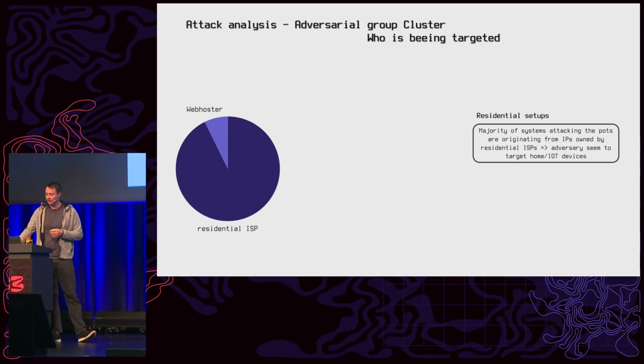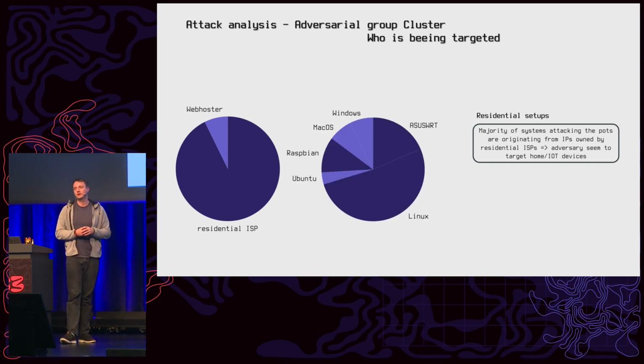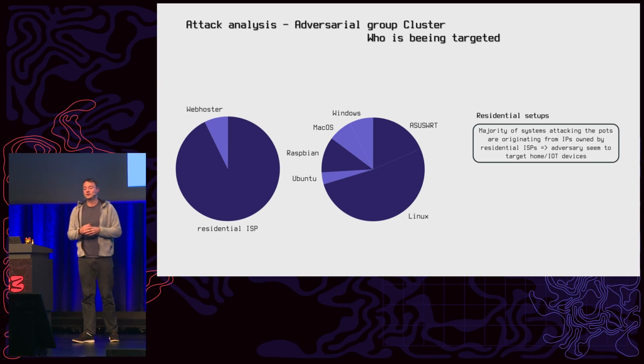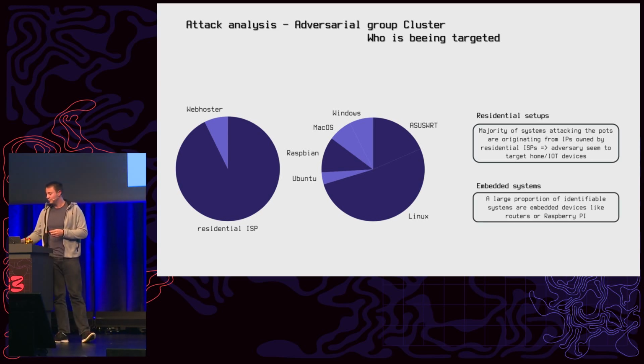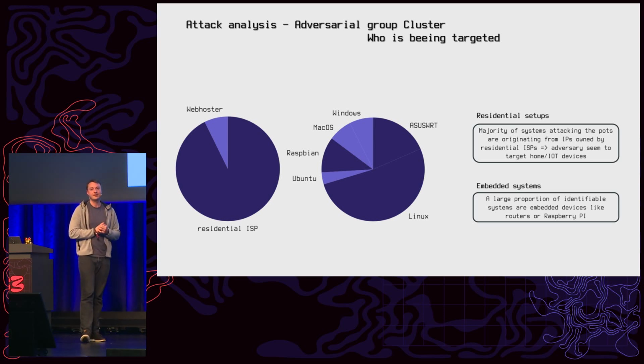To confirm this further, I also did some OS fingerprinting. Shodan mostly does that for you, but with digging a little bit deeper into it, I can see a lot of Raspberries, so Raspberry Pis, a lot of ASUS WRT, these are routers, as well as Linux as a general setup. Linux setups from home ISPs are usually routers or some other IoT devices that you have plugged in at home. So with this, I can pretty much confirm that this adversary is attacking embedded systems.